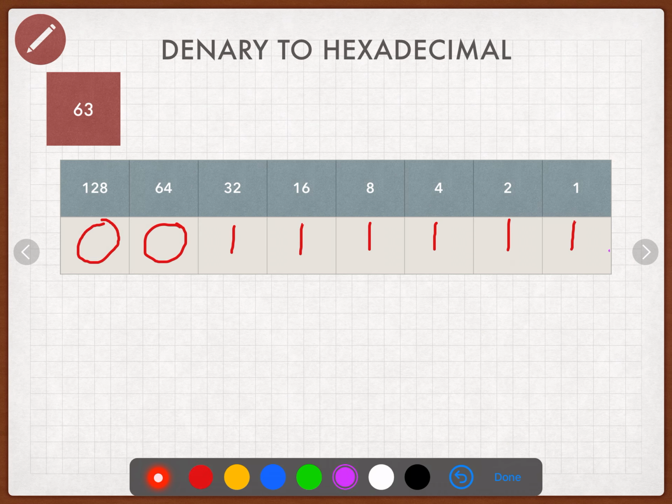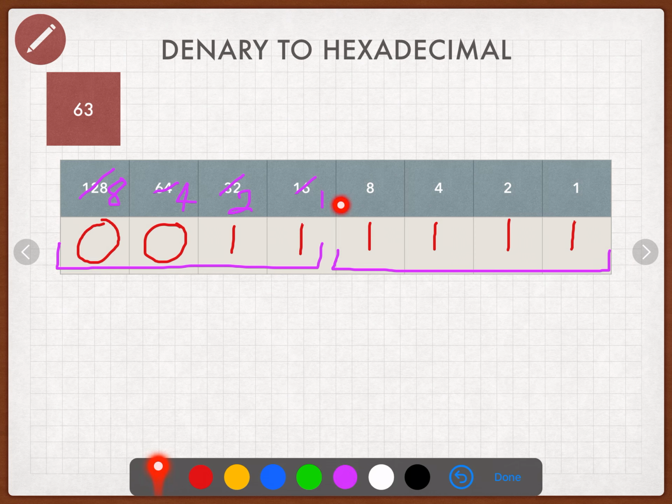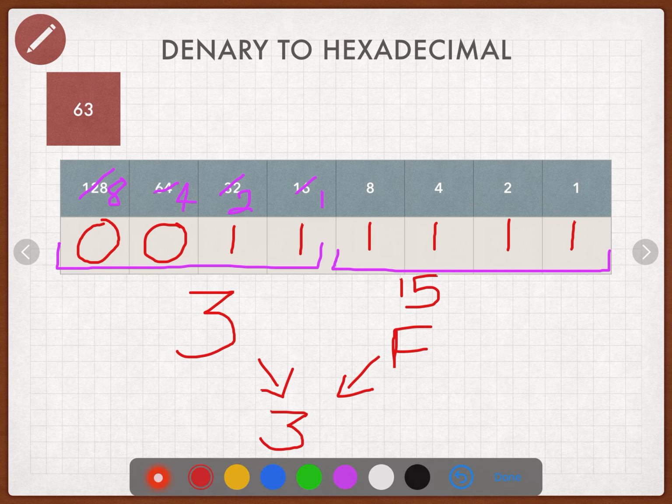We then convert the number into nibbles, so we split it into those groups of 4 first, and change our column headings to 8, 4, 2, and 1. If we start with the left-hand nibble, we've got 2 and 1. So that will be 3. In the right-hand nibble, we've got 8 plus 4 plus 2 plus 1, which gives us 15. We can't write a number which is 10 or above. We write 15 as F. To get our final number, we just put the two together. So you should have a final answer of 3F. Well done if you got that.